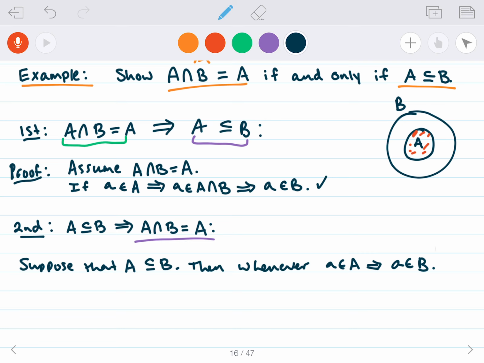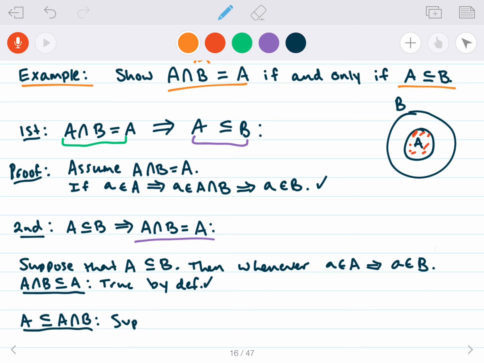So for the first containment, we show that A intersect B is contained in A. Well, that's true just by the definition of A intersect B. That's stuff contained in A and B. So that's true by definition. Not too hard to show that. And then the other containment, so A is contained in the intersection of A and B. So again, we're supposing this guy, suppose that little a is in A.